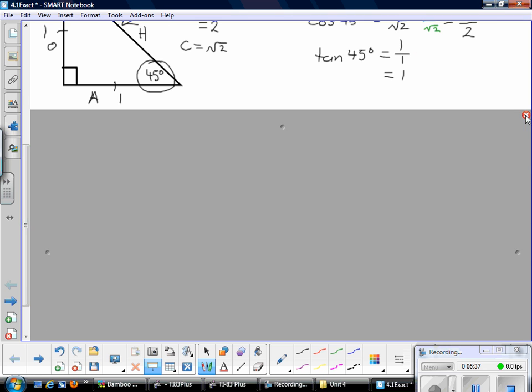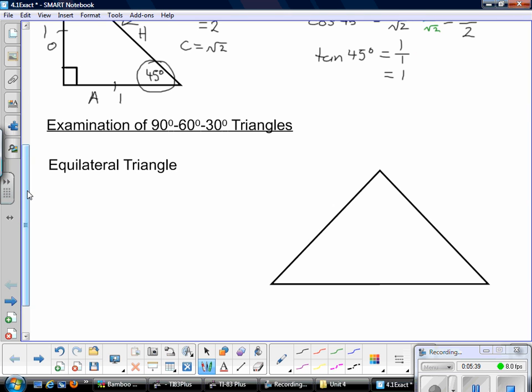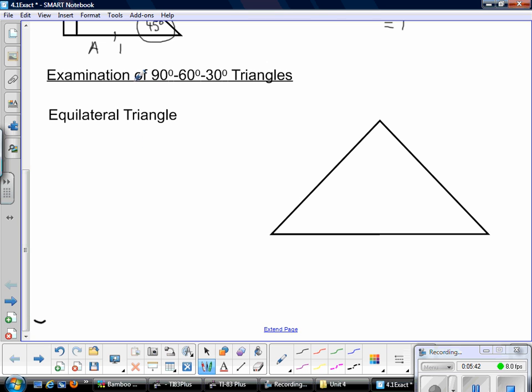Then we have another set of angles we can look at, and that is a 90-degree triangle with 60 and 30, so that equals 180. Now, in order to do this one using geometric properties, I'm starting with an equilateral triangle. An equilateral triangle means that all sides are equal, all angles are equal to 60 degrees. Because we know they're all the same, I'm going to make each side length 2.